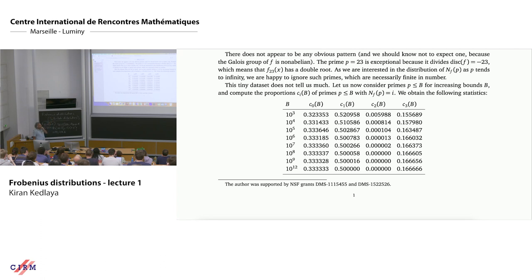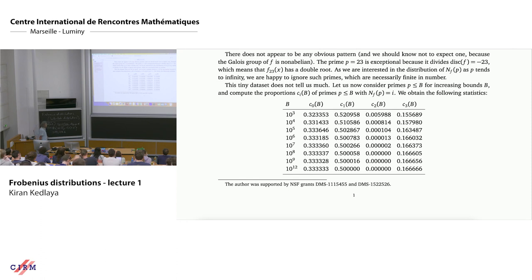And you see these results. Of course, the value for C2 is trailing off to 0 quite rapidly because there's only one prime in the data set that does that. And as we go on, the other values seem to be stabilizing at particular values. So the first one, C0, seems to be stabilizing at 1/3. C1 seems to be stabilizing at 1/2. And C3 seems to be stabilizing at 1/6.